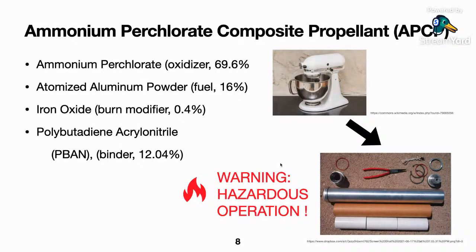Now, if you were wanting to build a very high performance motor for military purposes, you would switch out the ammonium perchlorate for a more efficient oxidizer such as ADN or some other thing, or you would add a high explosive. It could be anything from trinitrotoluene or TNT to C4.